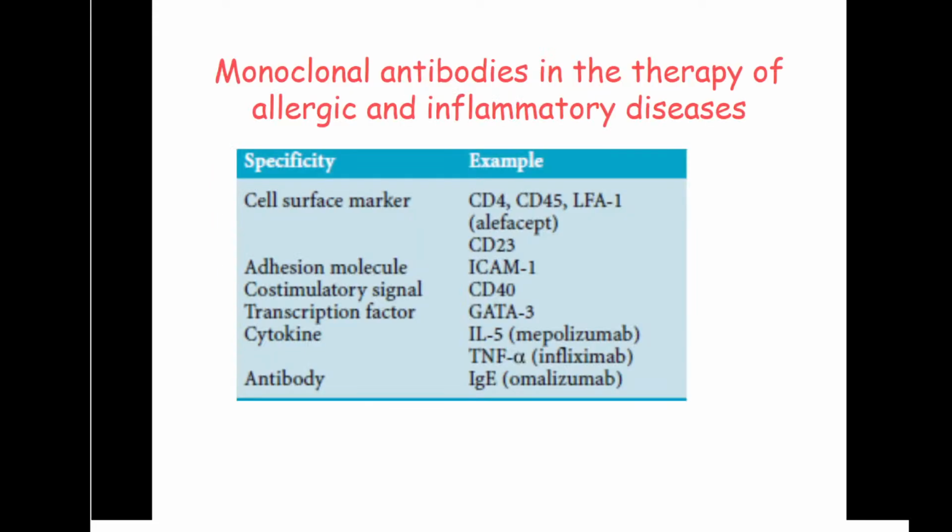And we have also monoclonal antibodies in the therapy of allergic and inflammatory diseases. Here we see cell surface markers CD4, CD45, CD23, adhesion molecules, transcription factors, cytokines, interleukin 5, like mepolizumab, TNF-alpha, infliximab, and the antibody omalizumab. So the idea of these drugs is that they are biological drugs, either to block factors that have the key role in the development of reactions, more specific than another drug.